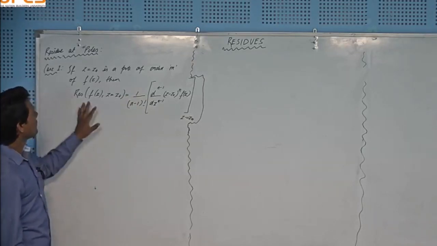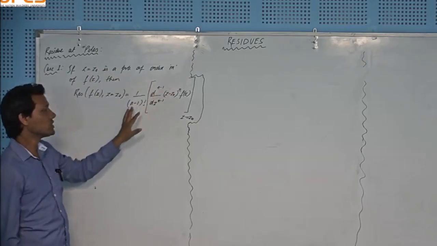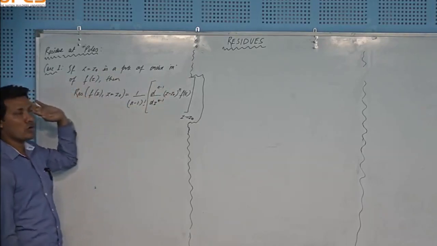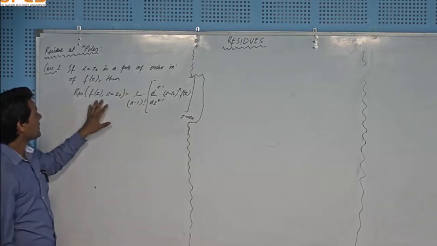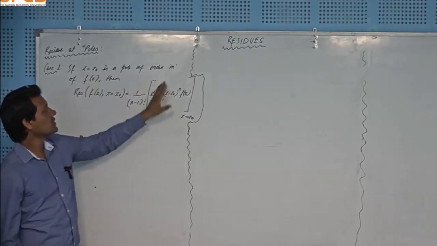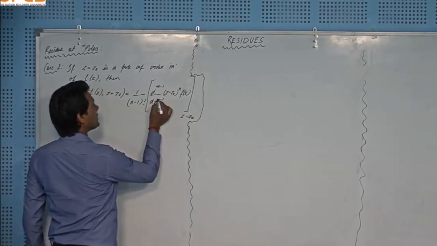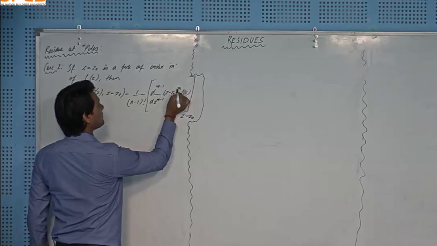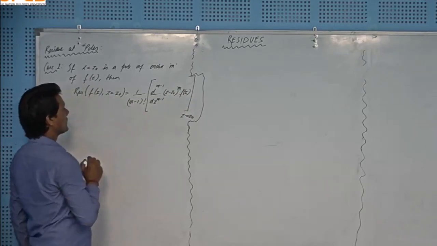So this is the formula when you have a pole at z naught of order m. However, the Laurent expansion is still there. This formula says that if you have a pole at z naught of order m, then you will use this formula. The power should be m, and the derivative should be m minus 1, with m minus 1 factorial.